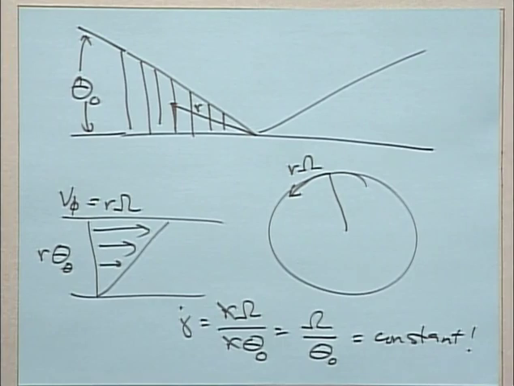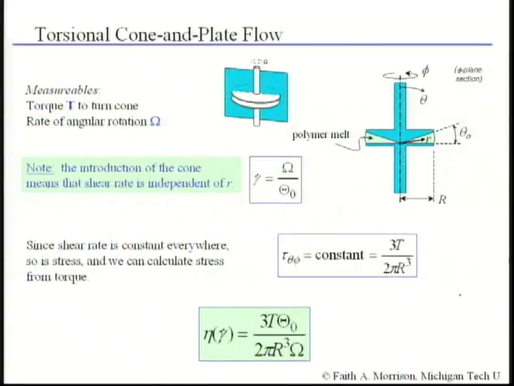So the magic of the cone and plate is that the shear rate is the same. It's a homogeneous flow. The shear rate does not vary with gap position. And so it's no analysis needed whatsoever to take a viscosity with a cone and plate. The shear stress is also constant throughout the gap because the shear rate is constant, and it's related to the torque that's required to turn the cone.